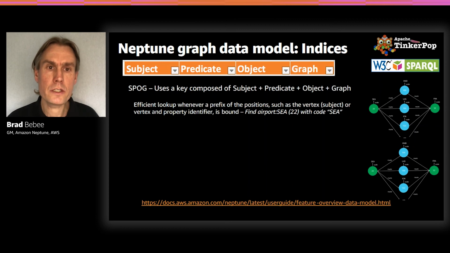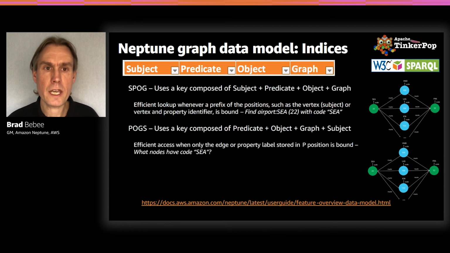So the first is called the SPOG index, and it consists of a key of the subject, predicate, object, and graph. And this provides very efficient lookup if you have a subject and predicate bound, or subject, predicate, and object. So if I want to find a particular node ID, Seattle with the airport code, that will be an index lookup against the SPOG index.